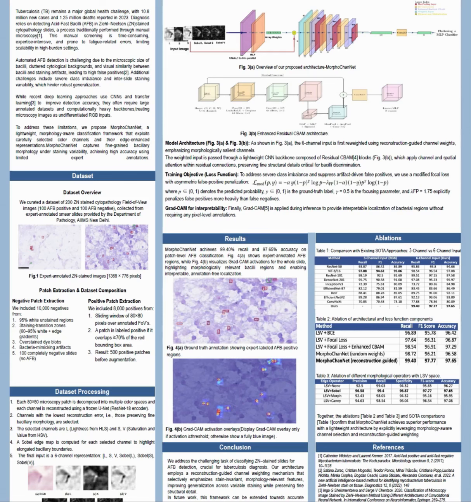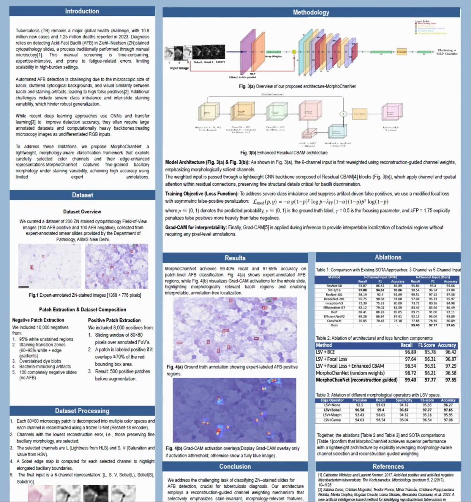The next step was dataset processing. Each patch is converted into multiple color spaces. We pass every channel through a reconstruction network of a frozen U-Net and measure how well it can be reconstructed. Based on that, we selected the L channel from the HLS space and the S and V channels from the HSV color space, including their Sobel maps.